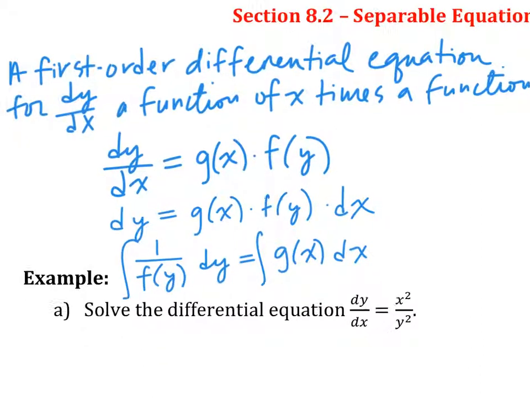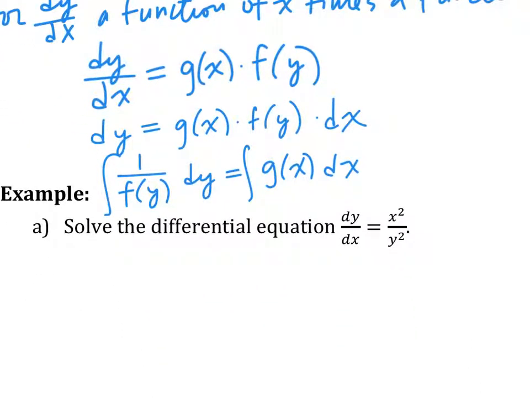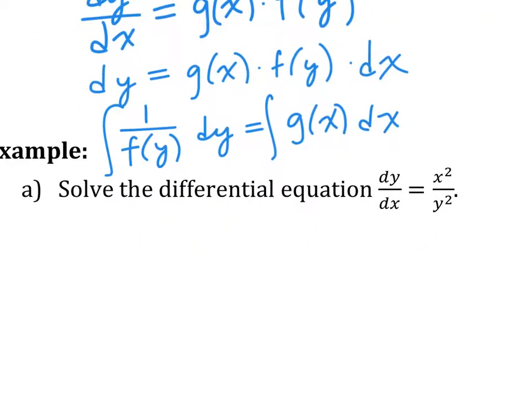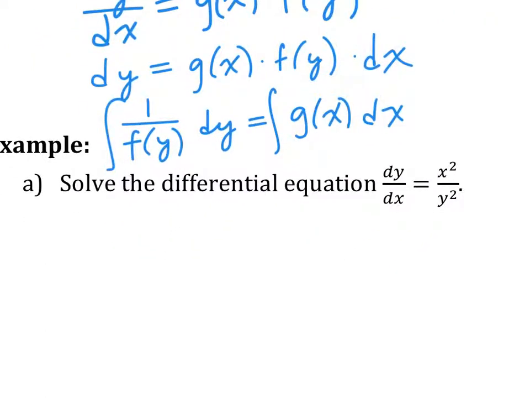All right, so let's go ahead and solve an actual problem. Solve the differential equation dy/dx equals x squared y squared. All right, easy. So we're going to multiply both sides so that there is no denominator. So y squared dy is equal to x squared dx. I don't need to explain how I get that, right? You guys are good? Yeah, easy.